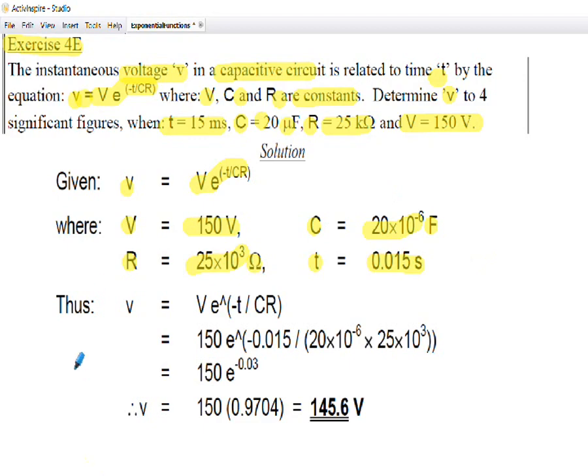So what we're going to do now is put these values into the equation given. So little v, instantaneous voltage, is equal to the big V times e to the power of minus t divided by CR. So 150 is the big V, and that's multiplied by e to the power of minus 0.015, divided by the 20 times 10 to the minus 6, times the 25 times 10 to the 3. Notice I've used a bracket there. Be very careful how you type this in on your calculator. I must have that second bracket there to make sure the BODMAS is correct in this case. That then gives me 150 times e to the power of minus 0.03, and then doing the evaluation on that, I get the value of little v is equal to 145.6 volts. Again, I would encourage you to work through that carefully to make sure you clearly understand how the evaluation has been undertaken.